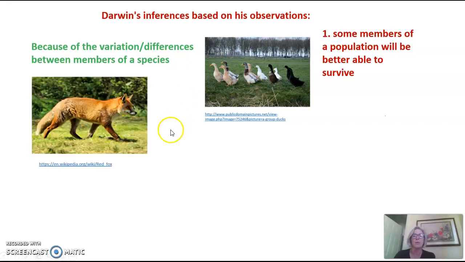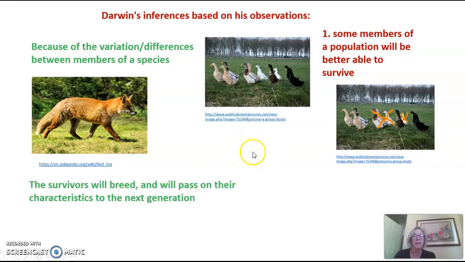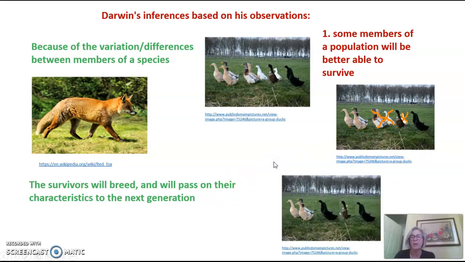Let's look at this scenario. Let's say there was a fox that was hunting these ducks. The fox is going to be able to eat the ducks that it can see the most easily. And that means that these very light-colored ducks are going to be picked out easier by the fox and eaten. They won't survive, and they won't be able to pass their genes on to the next generation. The survivors, though, with the darker feathers, they will breed and they'll pass on their characteristics to the next generation.